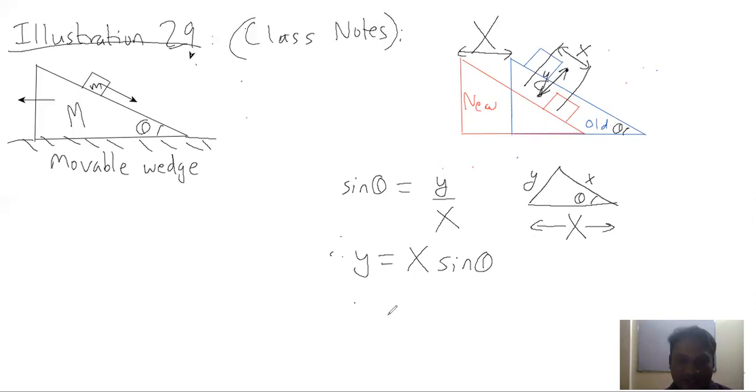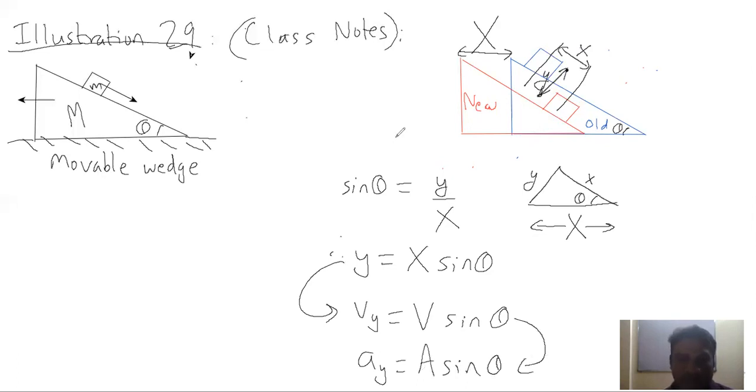So we can say velocity in y direction is velocity along x direction into sine theta. Similarly, on differentiating once more, we get a sine theta. Let us consider the acceleration of the wedge is capital A. The block has two accelerations, one in x direction, another in y direction. So the acceleration of the block in y direction, ay, equals capital A sine theta. What is capital A here? Capital A refers to the acceleration of the wedge in left direction.